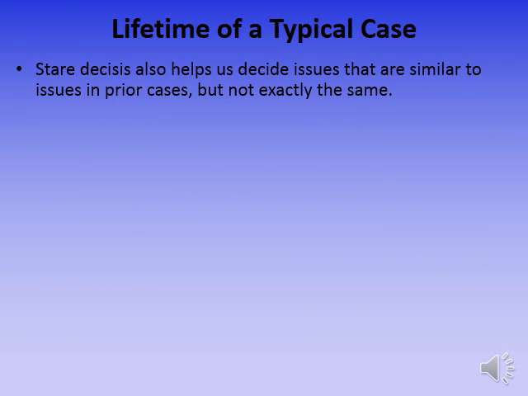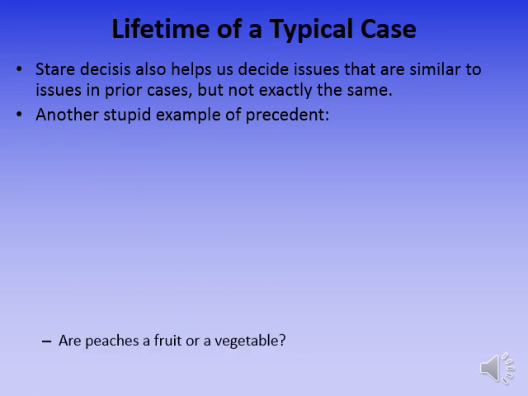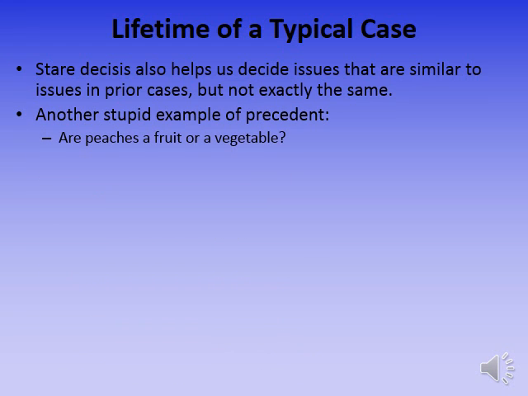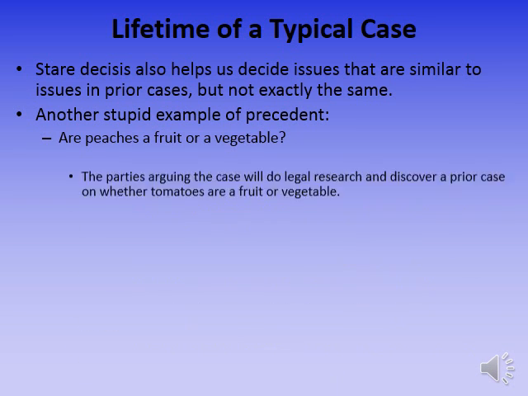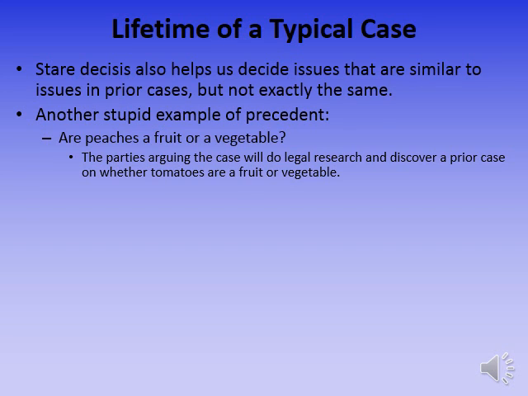Stare decisis also helps us decide issues that are similar to issues in prior cases, but not exactly the same. To illustrate that, I give you yet another stupid example of precedent. In this example, we will be deciding, are peaches a fruit or a vegetable? Why would you think they're a vegetable? I have no idea. But let's say that we have this legal argument underway, and the parties arguing the case do some legal research and discover a prior case on whether tomatoes are a fruit or a vegetable. Well, admittedly, tomatoes and peaches are a little bit different, but the cases look the same.